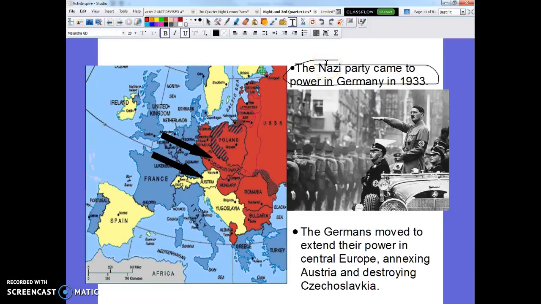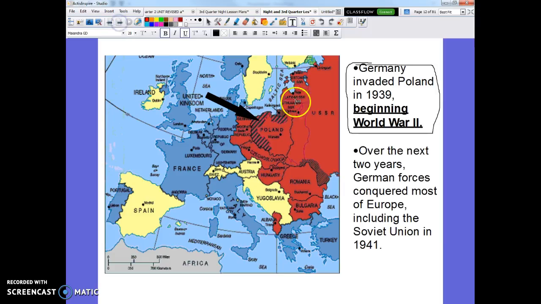Some facts you need to know is the Nazi Party came into power in Germany in 1933, and you should definitely know that it's circled for a reason. And they moved to annex Austria and Czechoslovakia, and really the German army was looking to extend their power in Central Europe to create more space for the Aryan race, the master race essentially, which we'll talk about. You also need to know that World War II began in 1939 with the invasion of Poland and lasted until 1945, and that you should definitely be able to tell me that on a quiz.